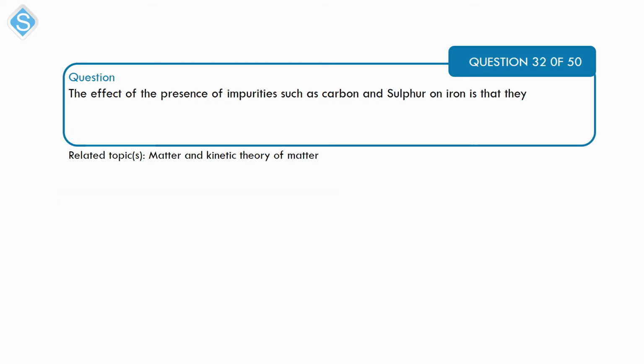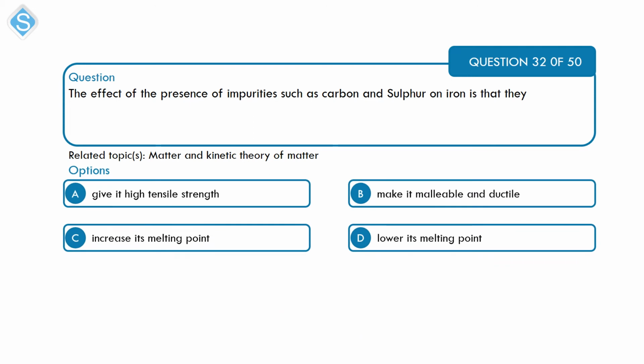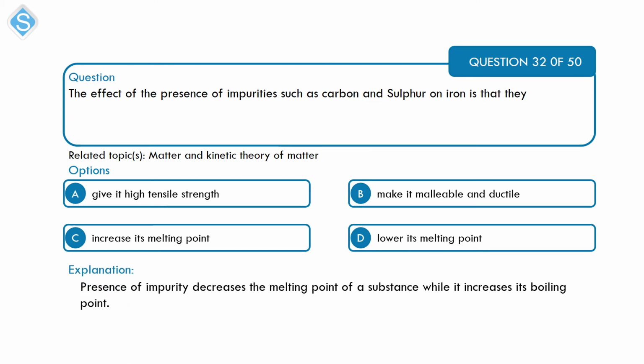Next is related to matter and the kinetic theory of matter. The effect of the presence of impurities such as carbon and sulfur on iron is that they A, give it high tensile stress, B, make it malleable and ductile, C, increase its melting point, and D, lower its melting point. Alright, so generally the presence of impurity decreases the melting point of a substance while it increases its boiling point. So D here is the correct option, that they lower its melting point.